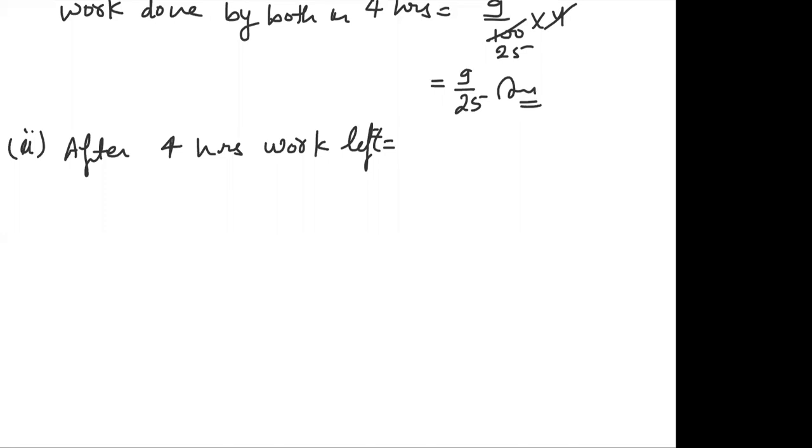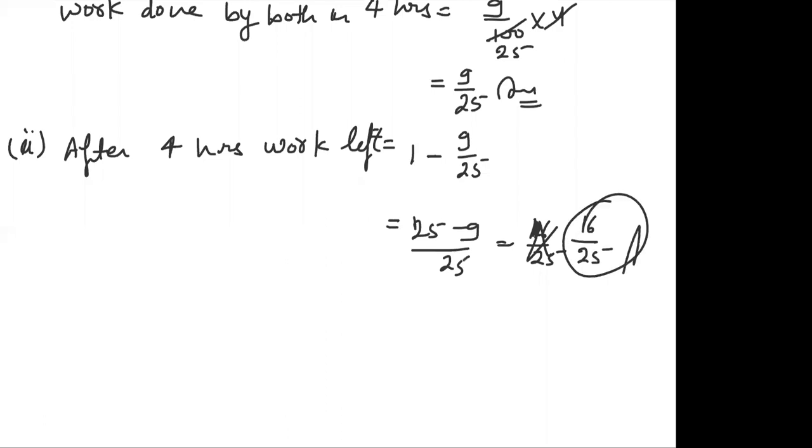Any idea? Very good, Sanjana. Because the whole work is 1, subtract the work done, because we have already done 9/25 work. So subtract 9/25 from 1. So 25 minus 9 over 25, you will get 16/25. This is the answer. This is the work left after the 4 hours.